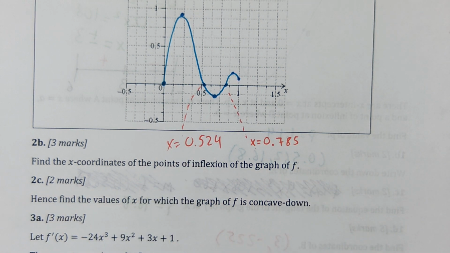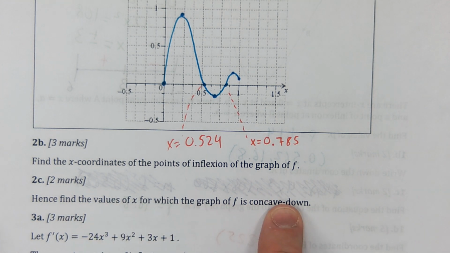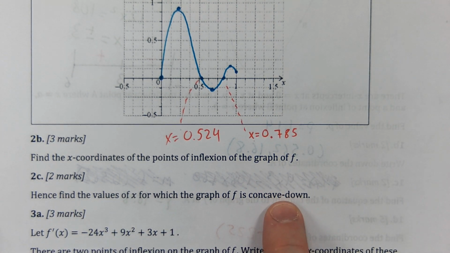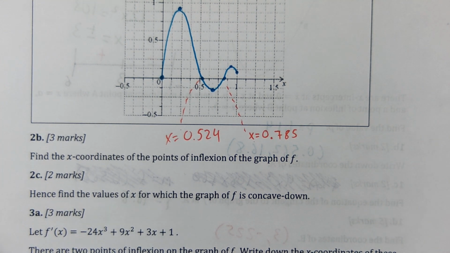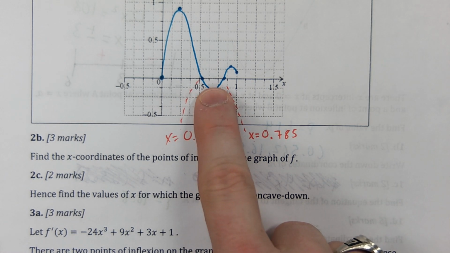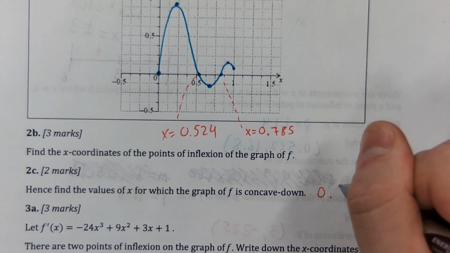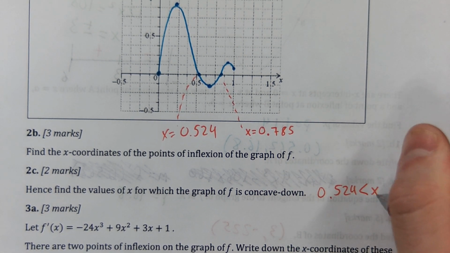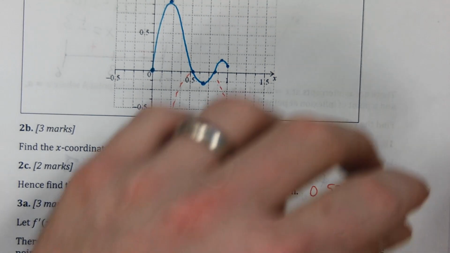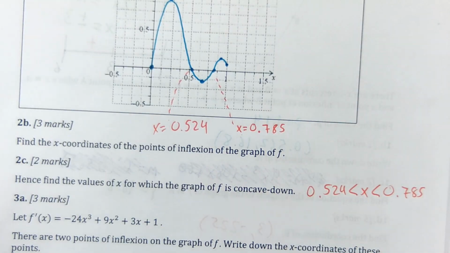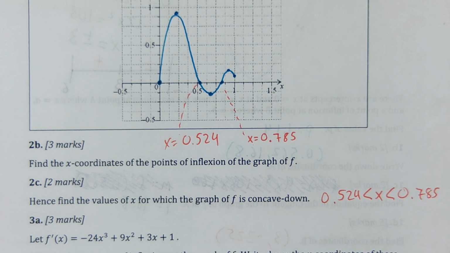Okay? So for 2c, when it says to find the values for x when the graph is concave down, remember what concave down means. Concave down means the second derivative, which here's our graph, is negative. The second derivative is negative when it is below the x-axis. It's below the x-axis literally between those two numbers. So between 0.524 and 0.785. Don't overthink this one. There. Number 2 is done.